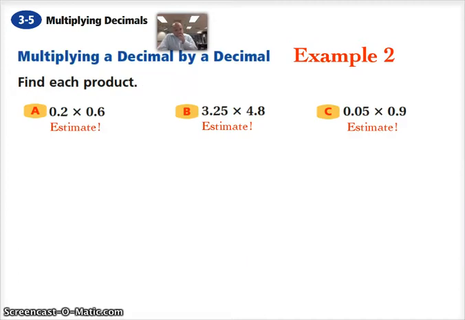Let's take a look at some other examples. And notice for each of these products, we have to do some estimation first. Let's look at 2/10 times 6/10. Let's go ahead and put that in column form. I have 2/10 times 6/10.